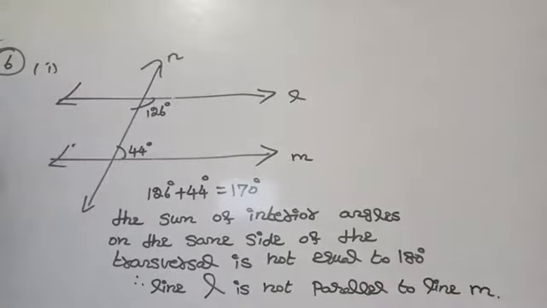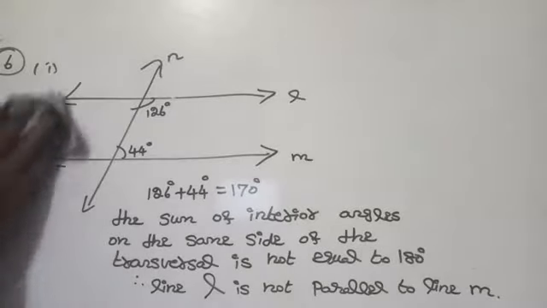Are you getting, children? Yes. Shall we move to the next question? If the co-interior angles on the same side of the transversal sum to 180, then we can conclude that these two lines are parallel. Am I right? Okay. Now, the second part.